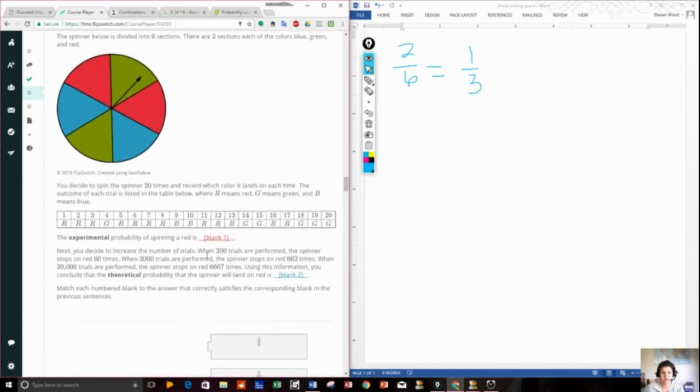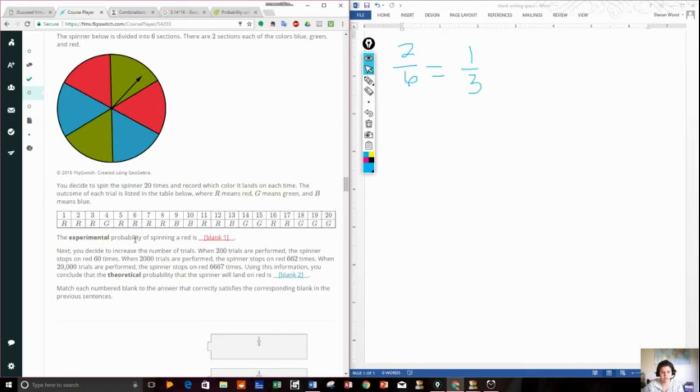Okay, and question 1. The spinner below is divided into 6 sections. There are 2 sections, each of the colors blue, green, and red. You decide to spin the spinner 20 times and record which color it lands on each time. The outcomes of each trial are listed in the table below, where R means red, G means green, and B means blue.